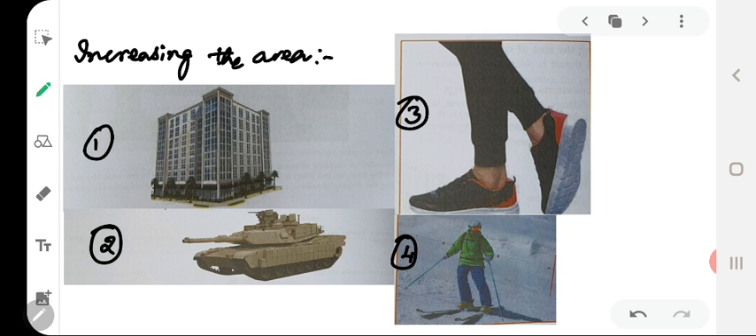Long skis of a skier. A skier wants to slide on the snow without sinking in it. Due to long and flat skis, the area of contact becomes large. This reduces the pressure exerted by the skier on the snow. This enables the skier to slide over the snow without sinking.